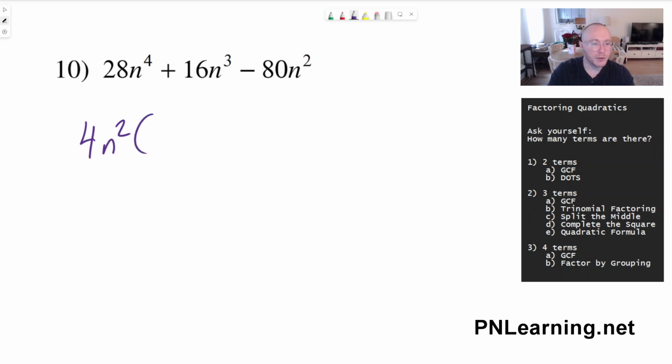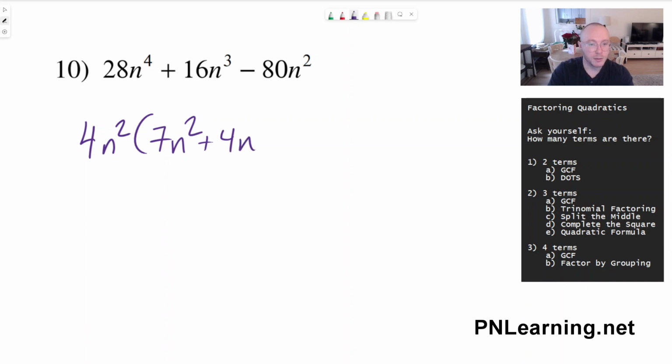And let's see what would be left over. 28 divided by 4, that would be 7. N to the 4th divided by n squared, that would be n to the 2nd. So notice when I factor out, I'm just going to go through each term number by number, letter by letter. 16 divided by 4 would be positive 4. N to the 3rd divided by n squared would just be n.